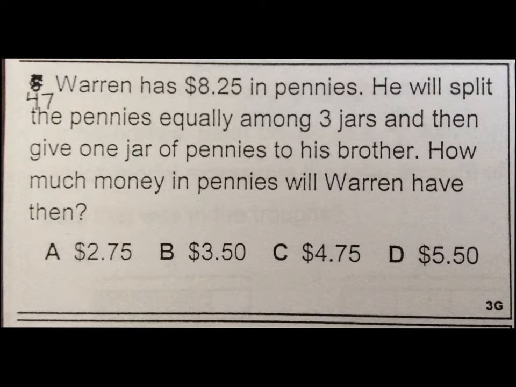Number 47. Warren has $8.25 in pennies. He will split the pennies equally among 3 jars and then give 1 jar of pennies to his brother. How much money in pennies will Warren have then?